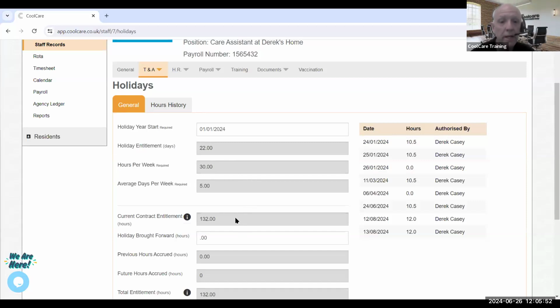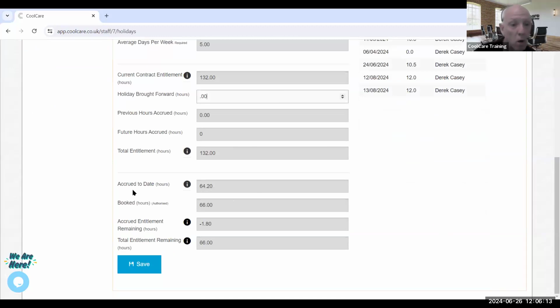Okay, so here I can see it's got 132 hours. If the person had not taken all their holidays in the previous holiday year, what you can do is bring over the holidays if you want. So say there was 10 hours she hadn't taken, I was nice enough to bring it into this year. I can add it in here, it'll add it onto this year's entitlement. It'll show me here what has been accrued to date. So because of what she's worked, what holidays have accrued. It'll show me what holidays have been booked. Now that's taken and booked. It'll also show me accrued entitlement.